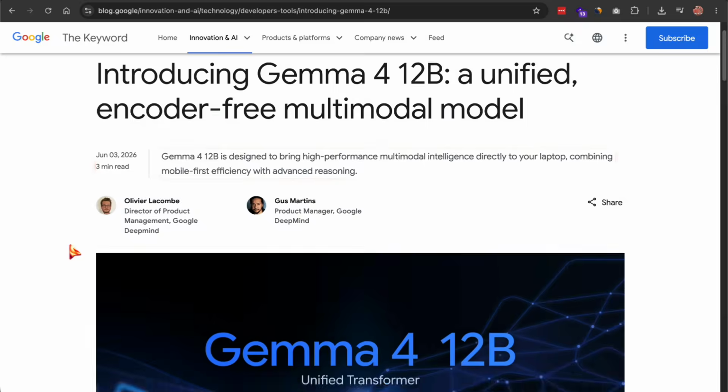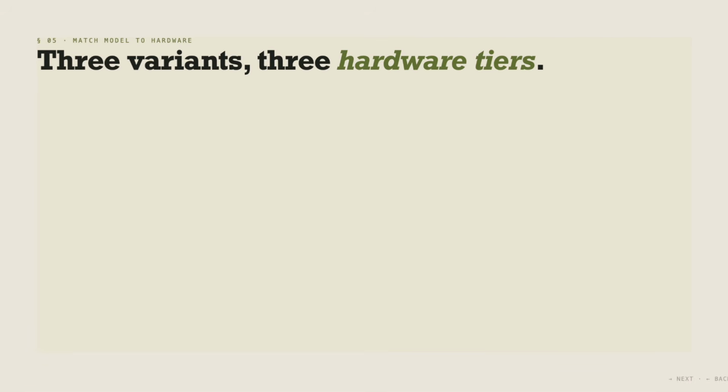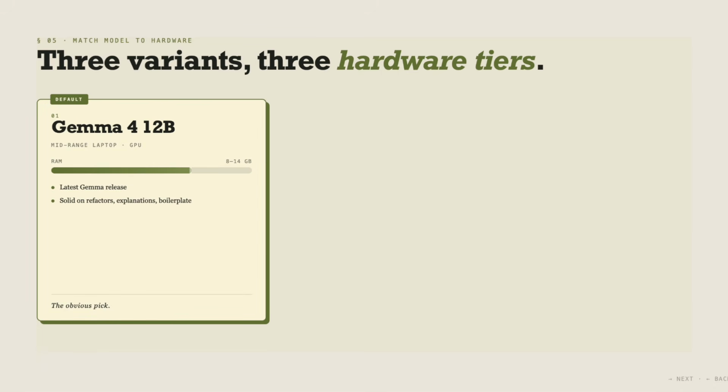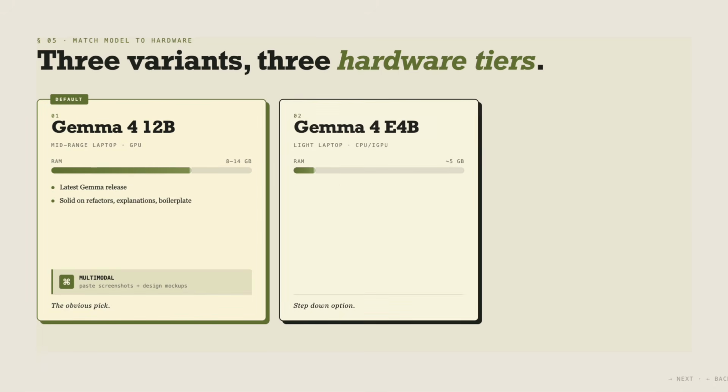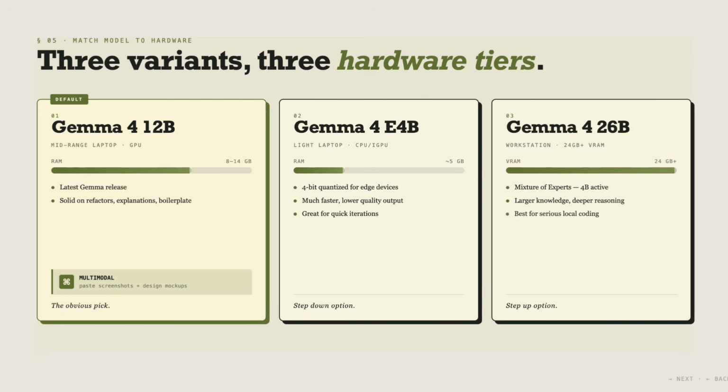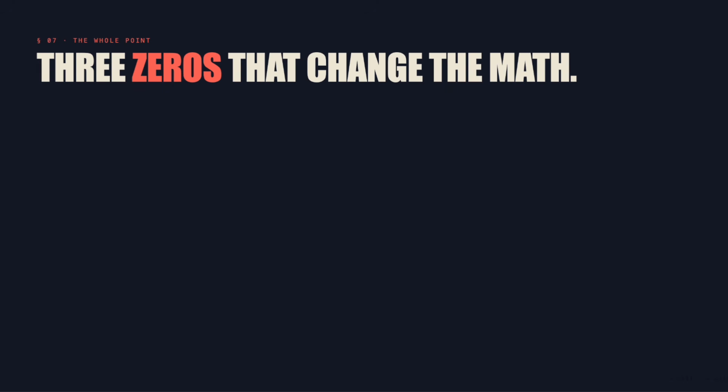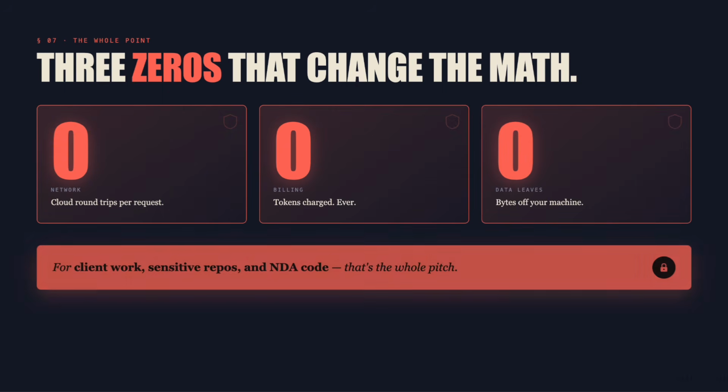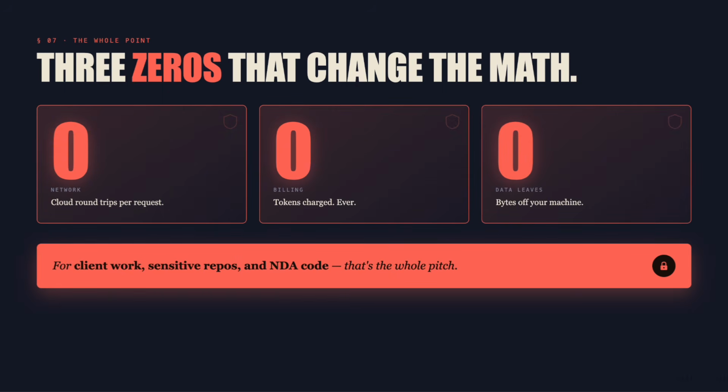If you're on a lighter spec laptop, drop down to Gemma 4 E4B, which fits in around 5 gigabytes at 4-bit. The quality is lower, but the speed is much faster. If you have a workstation GPU with 24 gigabytes of VRAM or more, step up to the 26B Mixture of Experts variant. It only activates 4 billion parameters per token, but draws on a much larger knowledge base, which makes it the sweet spot for serious local coding. No cloud round trip, no tokens billed, no data leaving the machine. For sensitive client work or anything under an NDA, that's the whole pitch right there.